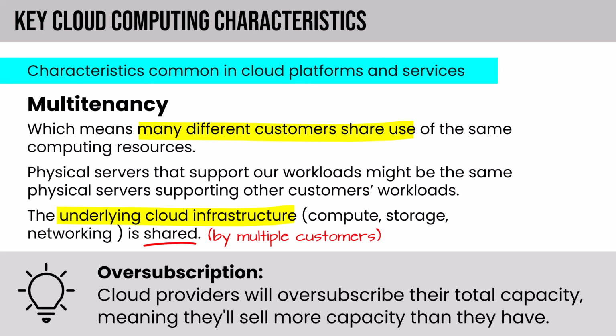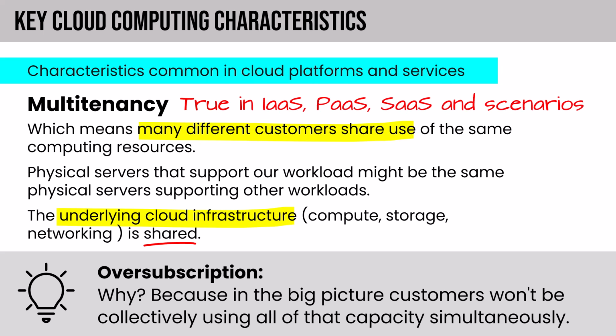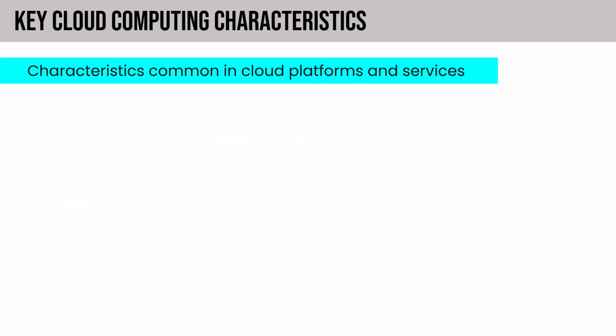You should also be familiar with the concept of oversubscription. Cloud providers are going to oversubscribe their total capacity, which means they'll sell more capacity than they actually have. So why would they do that? Well, because in the big picture, customers won't collectively be using all of that capacity simultaneously. And this is true in IaaS, PaaS, and SaaS scenarios, all three. Now, the level of cloud service provider responsibility will vary in those IaaS, PaaS, and SaaS scenarios. We'll talk about that in the shared responsibility model later in this video.